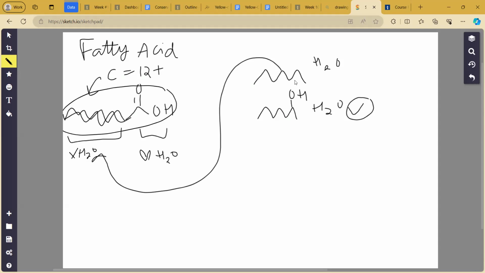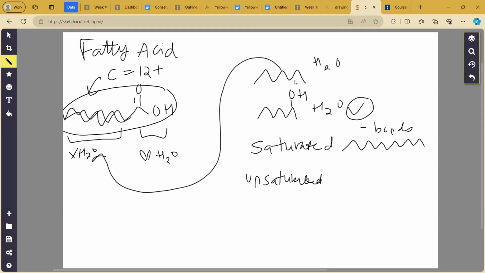So this one right here, she introduces the term saturated. Saturated is when it's a long carbon chain with all single bonds. When it is unsaturated, it can have double bonds. I'm going to go back and redraw this one because they're usually cis.